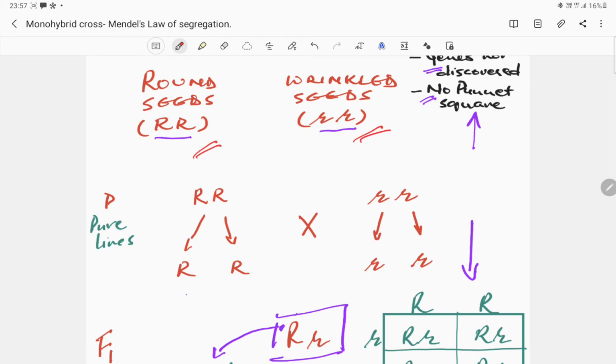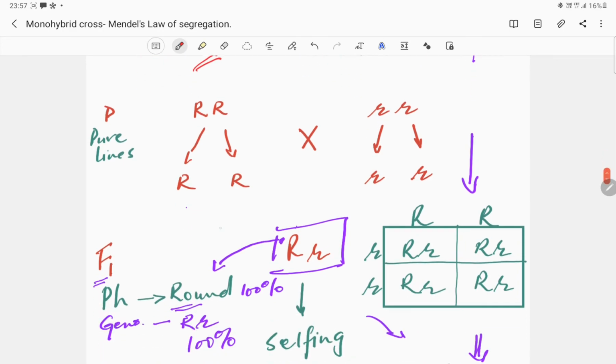If inheritance was blended, then in the first generation, the offspring should have been a blend of round and wrinkled. They could have been less wrinkled. They could have been a little round and a little wrinkled, but he found nothing of that sort. He found only round seeds. And to his surprise, the wrinkled seeds were absolutely missing. Right now, that is a mystery that we'll come to next.